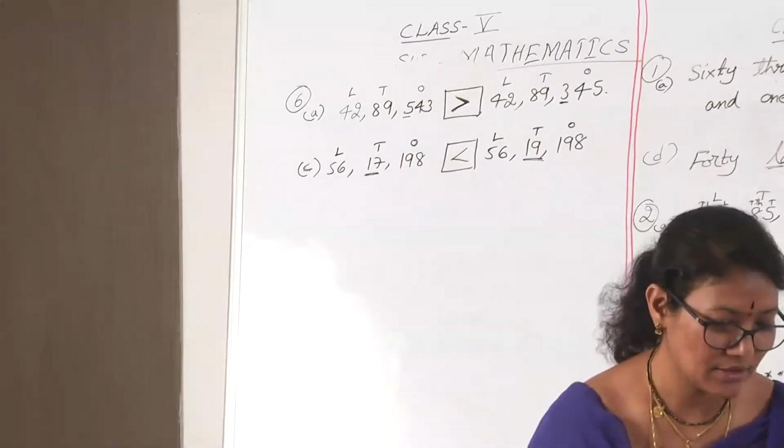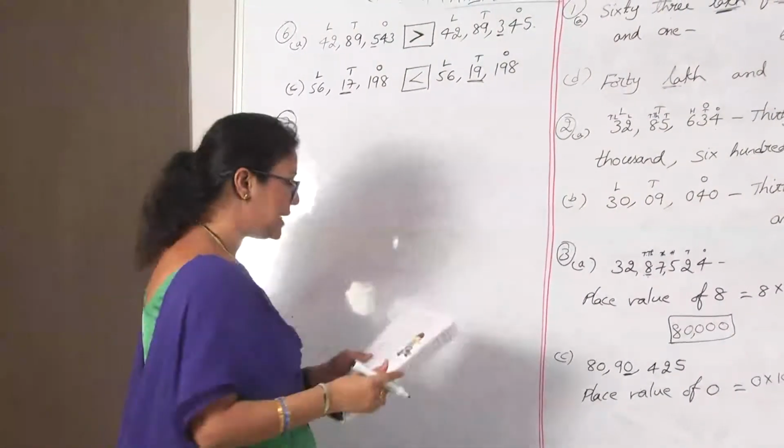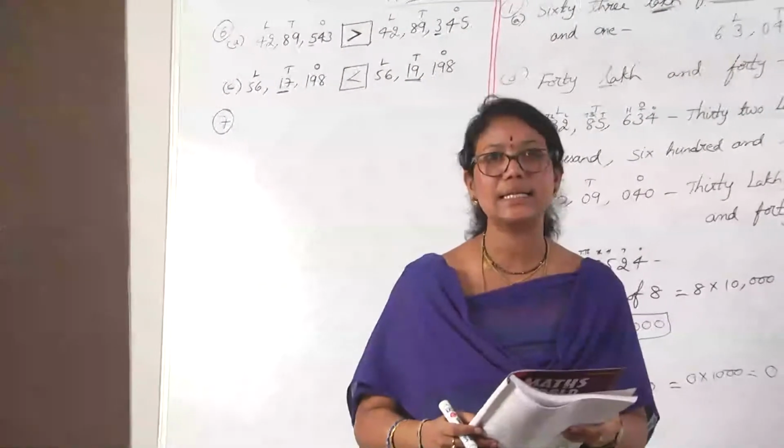Moving on to the next, the 7th bit, writing the given numbers in ascending order.